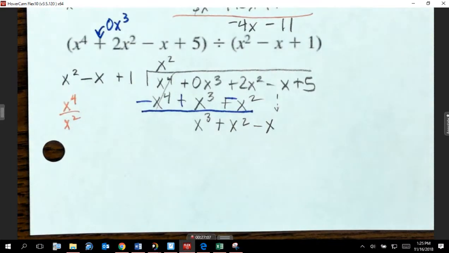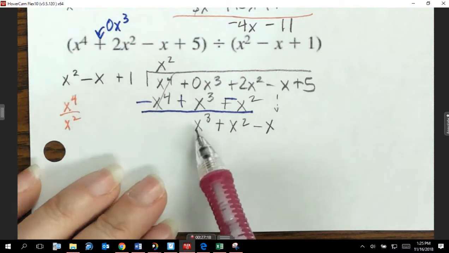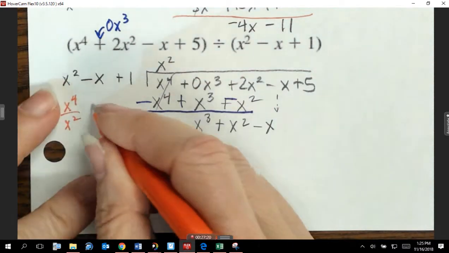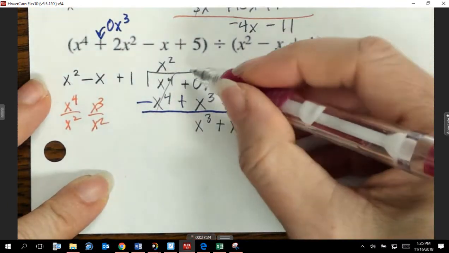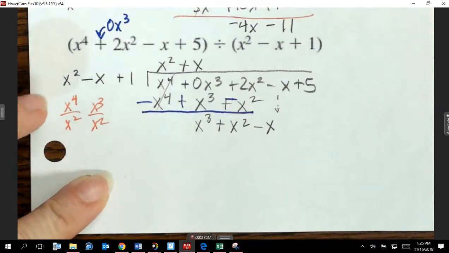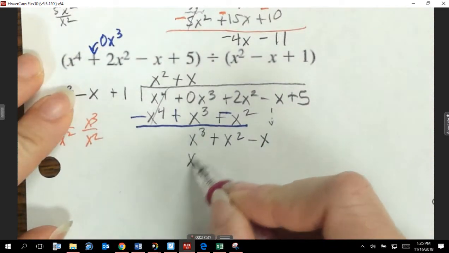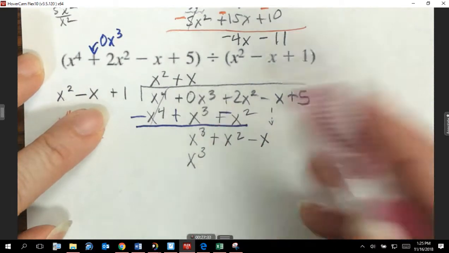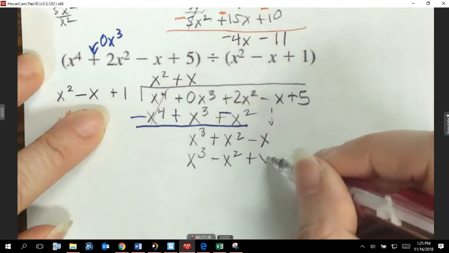We repeat the process. I would encourage you to work ahead of me. I'm going to sit up here and act like this still, but you guys work ahead if you can. X squared goes into x to the third. So I'm going to take x to the third and divide it by x squared and get x. Then I multiply. X times x squared is x to the third. X times minus x is minus x squared. X times 1 is x.